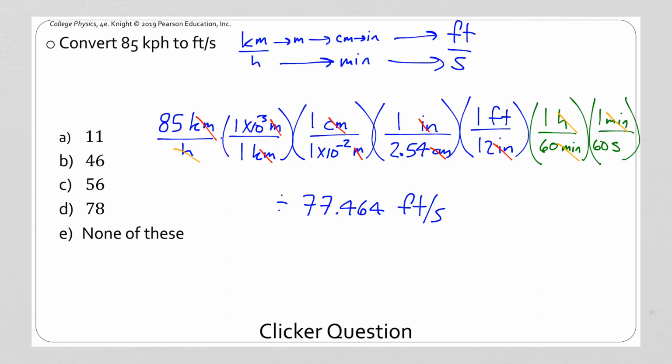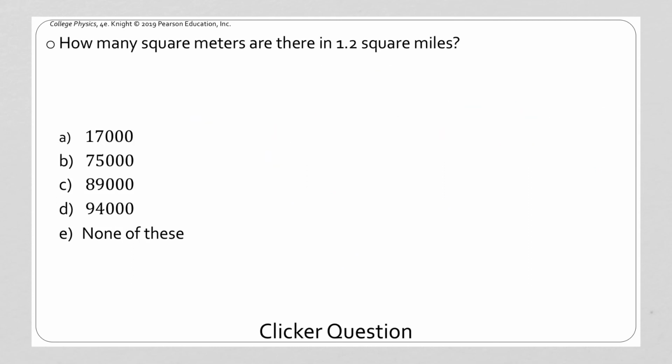So I end up with 77.464. And here I have 2 sig figs. These are perfect. That's 3 sig figs. These are all perfect. So I'm going to round this to 2 sig figs. And I shouldn't have rounded this up and rounded that up. I would round this to 77 feet per second is the answer with 2 sig figs. Take a moment to pause this video and try to do this conversion.